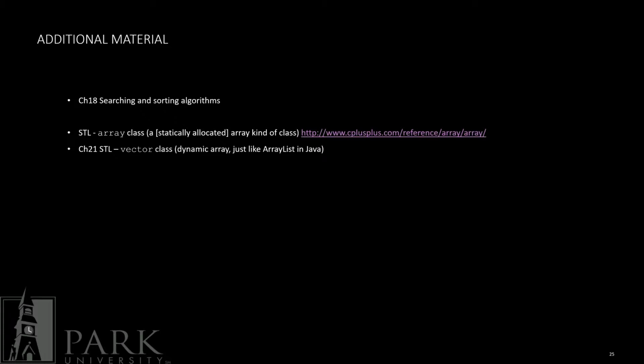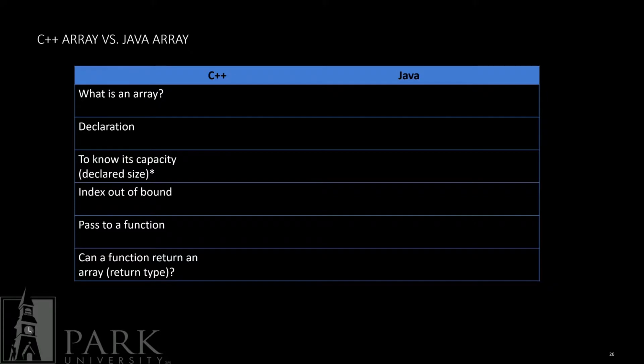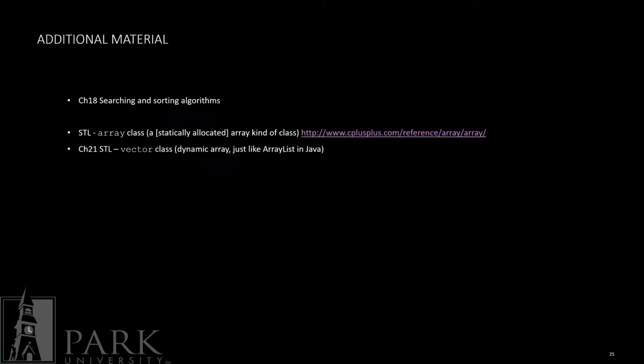So chapter 18 covers searching and sorting algorithms, so that'd be a good resource for you. The standard template library array class talks about the arrays, and so you can reference those from cplus.com. And also the standard template library vector class, which covers a dynamic array, which is very similar to the array list in Java. It's an array that can grow in size. Okay, so again, these are all great resources for you to go out and check out on your own to help you understand arrays and the different algorithms that are used in the various sorting algorithms.